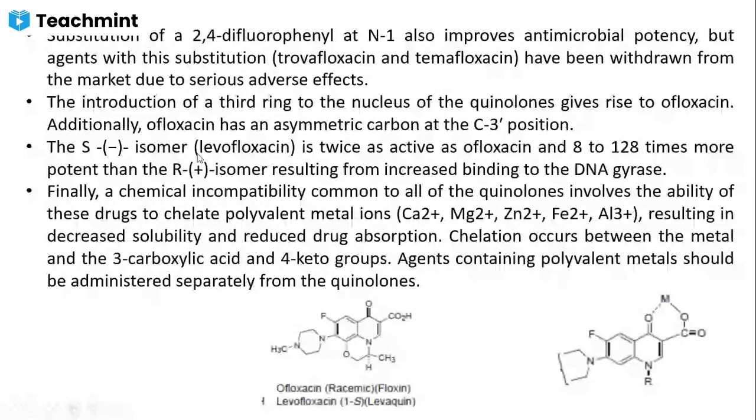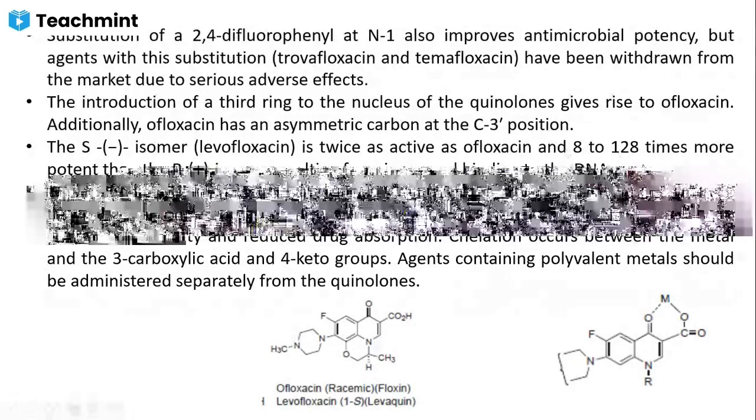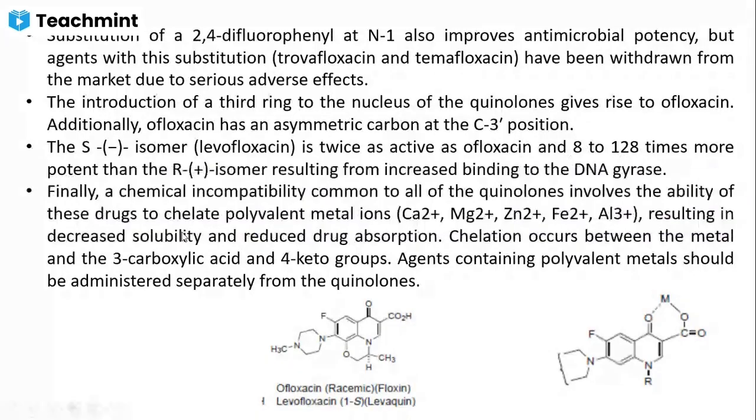Then the S isomer of levofloxacin is twice as active as ofloxacin and 8 to 120 times more potent than the R isomer, resulting from increased binding to the DNA gyrase enzyme. So the S isomer of levofloxacin is more potent than the R isomer, and it binds to the DNA gyrase enzyme 8 to 120 times more potently.